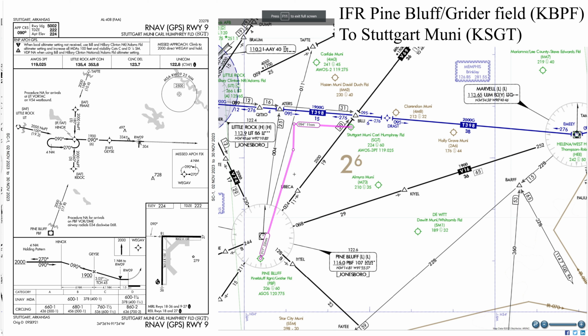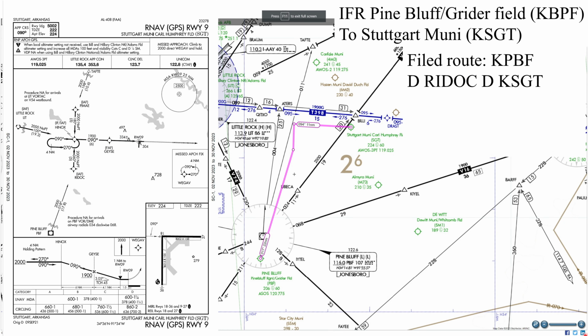After departing Pine Bluff, we'll navigate direct to Riddock intersection or Riddock waypoint, which is one of the initial approach fixes for this approach, and then proceed in on the approach from there. Our filed route will be Pine Bluff Airport, direct Riddock intersection, direct Stuttgart Airport, though in real life you could probably just file between the two airports and let ATC know that you plan to start the approach at Riddock once airborne. We'll file for an altitude of 3,000 feet, which is above the off-route obstruction clearance altitude for this area and the minimum safe altitude on the approach.